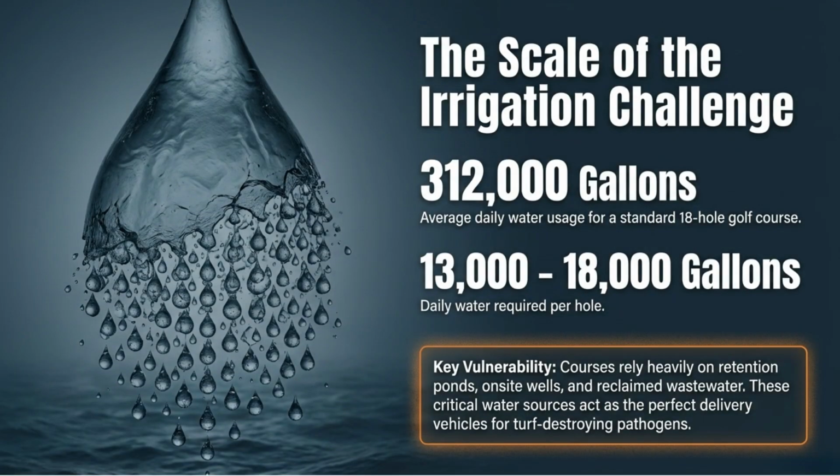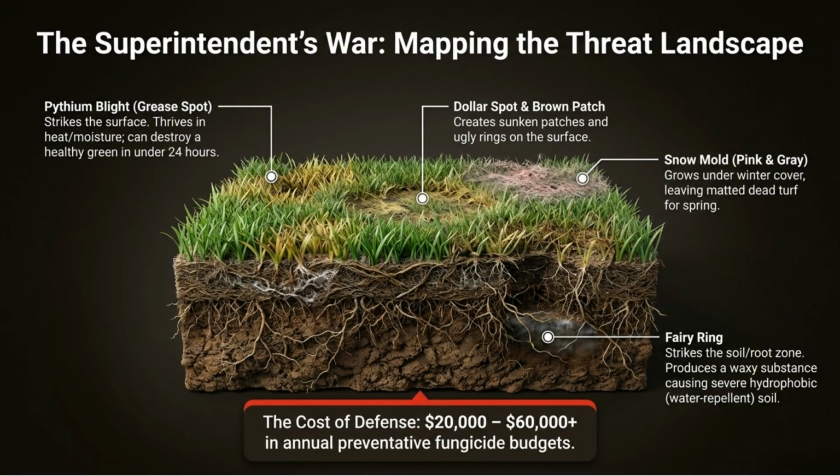The scale of the irrigation challenge is significant. A standard 18-hole golf course uses an average of 312,000 gallons daily. Critically, these water sources can deliver turf-destroying pathogens. Superintendents face various threats, from Pythium blight, which can destroy a healthy green in under 24 hours, to fairy ring in the soil. The annual preventative fungicide budget to fight these can exceed $60,000.